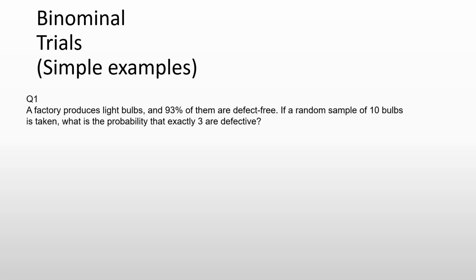Let's look at question 1. A factory produces light bulbs. 93% of them are defect free. That's a statistic, right? And then in a random sample, 10 bulbs is taken, and then what is the probability that exactly 3 are defective? So I know it's a binomial trial question. The next thing I do, write down the formula, right?